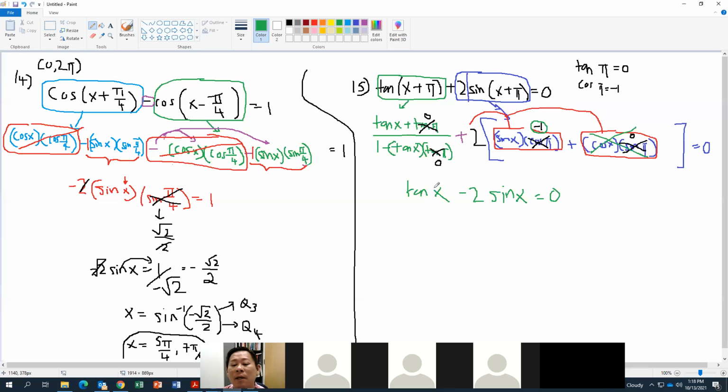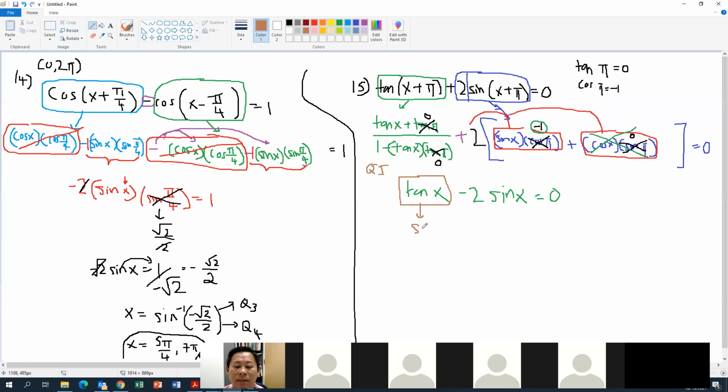Now, this is where a lot of you got stuck, so please pay attention. How do we do this? This is not squared. If they were squared, we could use the Pythagorean identity. So what we're going to do is use the quotient identity to change tangent. Do you remember the quotient identity for tangent? Sine over cosine. So this is sine x over cosine x, -2 sine x.